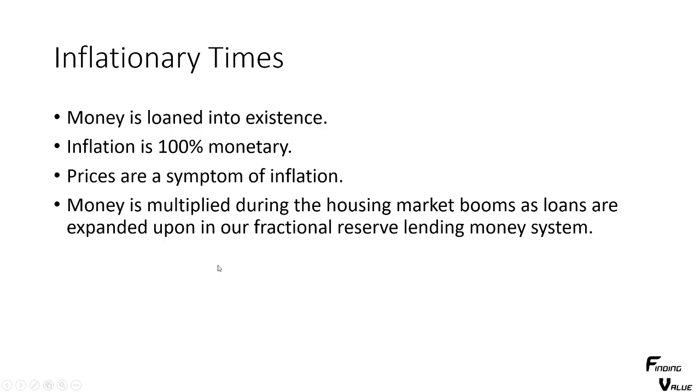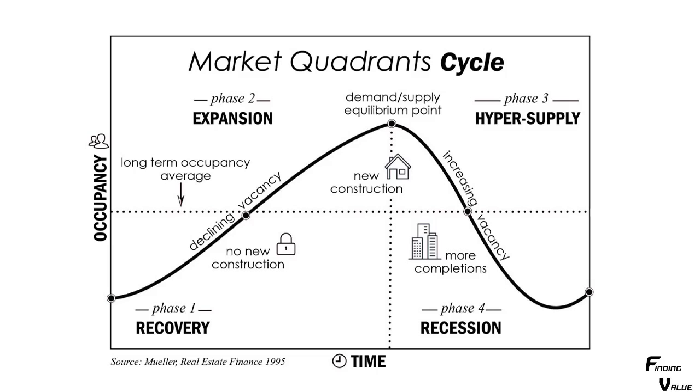And also keep in mind that money is multiplied during housing market booms as loans are expanded upon in our fractional reserve lending money system. Our fractional reserve lending system can increase the money supply up to supposedly 10 times, but some of these banks, I think, are using more leverage than 10x. So keep that in mind, and I'm going to go through the housing cycle and housing market booms to show you that.